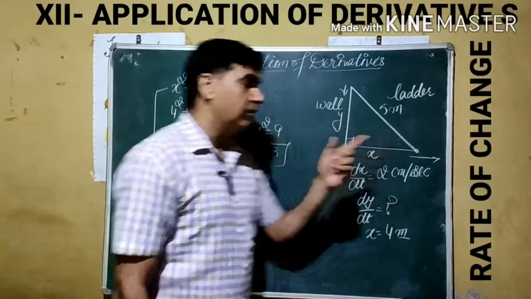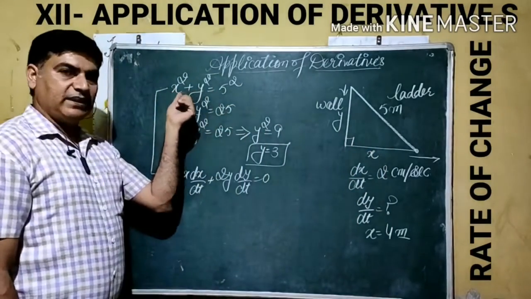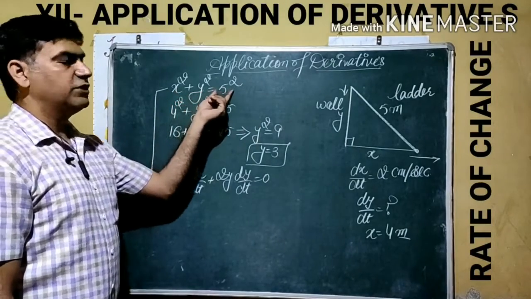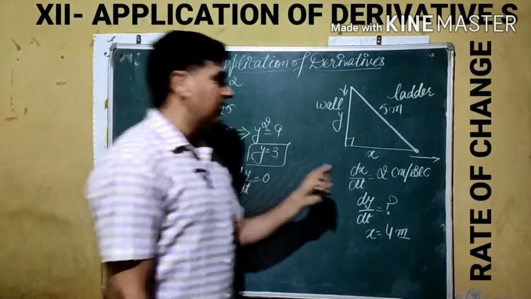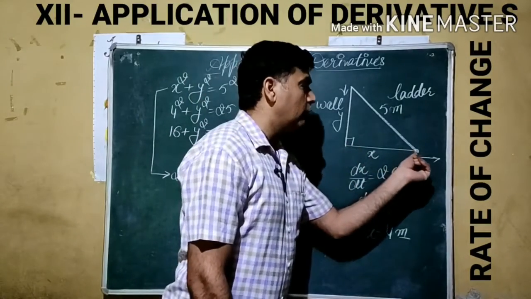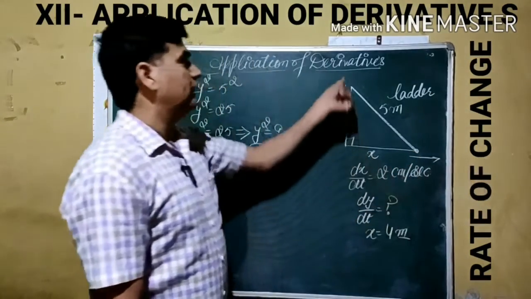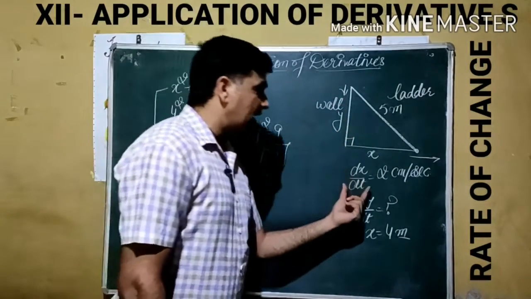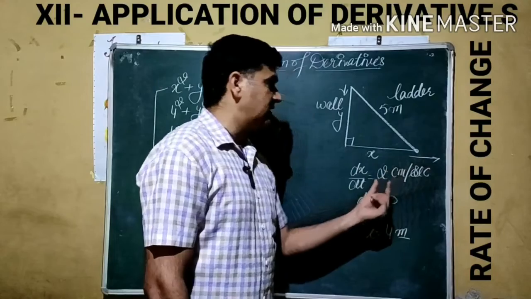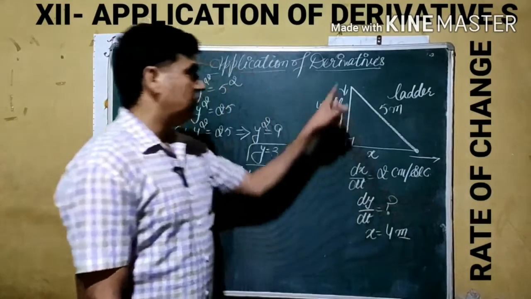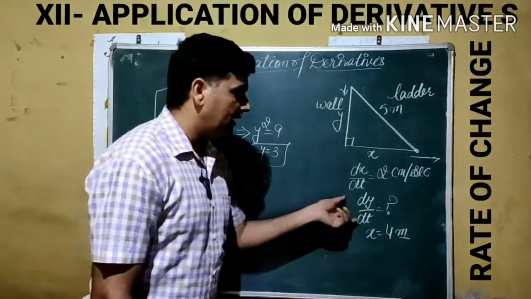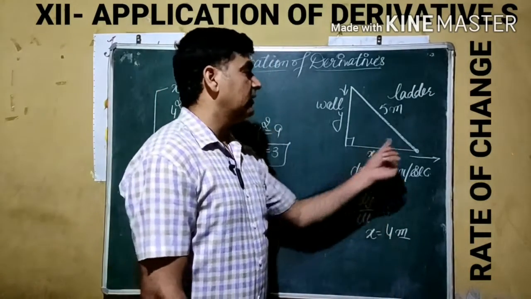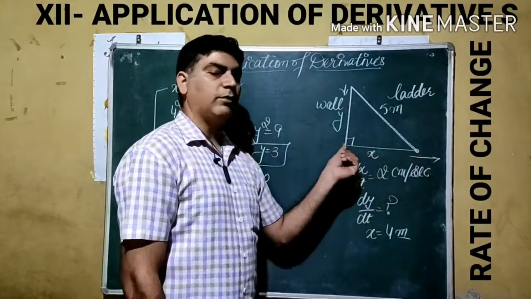So by using Pythagoras theorem, we get x square plus y square is equal to 5 square, means square of base plus square of perpendicular is equal to square of hypotenuse. Here it is given that if we pull away the foot of the ladder from the wall, the top of the ladder falls down, as we increase the distance at a speed of 2 cm per second. We have to calculate at what speed the top falls when the value of x is 4 meter, means the foot of the ladder is 4 meter away from the bottom of the wall.